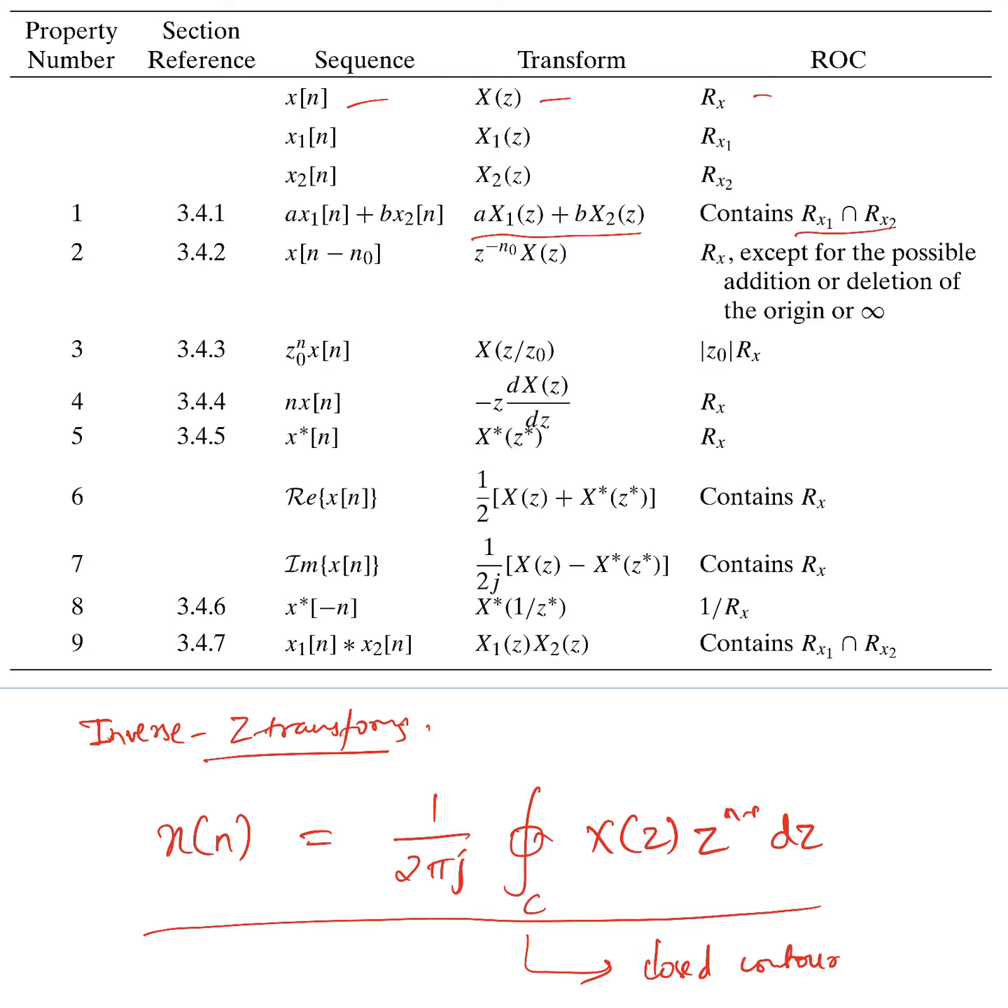This is the time shifting. This is the multiplication by the exponential sequence. This is the derivative property, the complex conjugate property, time reversal, and the convolution. Okay, so all these properties are summarized in this table, which you can refer to and use to compute the inverse Z transform or the Z transform and their respective ROCs.